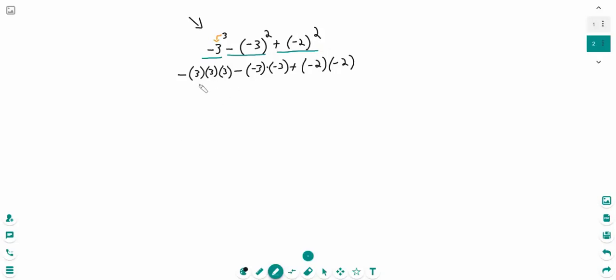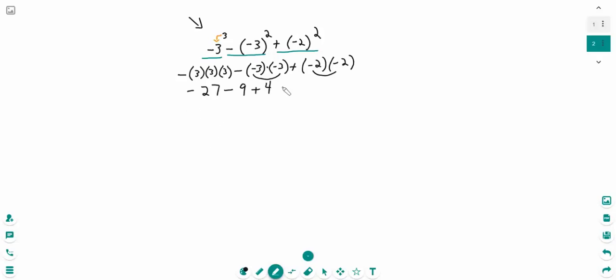All right, now let's start multiplying. So we've got a 3 times a 3 times a 3. Well, that's a 27, but it's the opposite of that. It's a negative 27. And then over here we have a negative 3 times a negative 3, which is going to be a positive 9, right? But then we have the opposite of a positive 9, which is going to give us a negative 9. And then over here we have a negative 2 times a negative 2. Well, a negative times a negative is a positive, so negative 2 times a negative 2 is a positive 4. So we have plus 4.